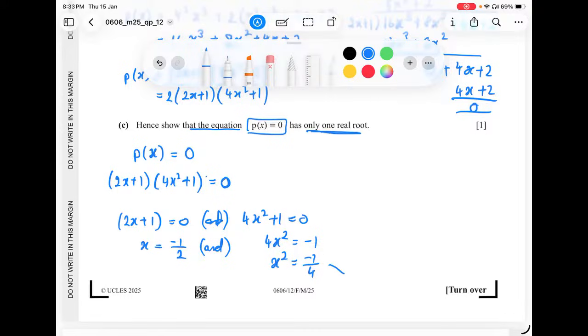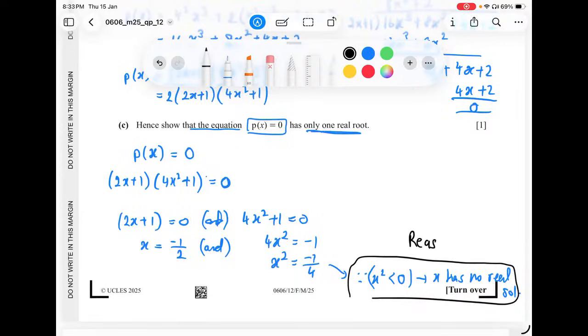Now the problem arises here. Since x squared is less than 0, x has no real solutions. So you cannot square root a negative value as it is, unless you use it to find the complex number. But since they are asking only for the real root, the real solution, you just write x has no real root because x squared is less than 0. So that's your reasoning, and you can just write shown.